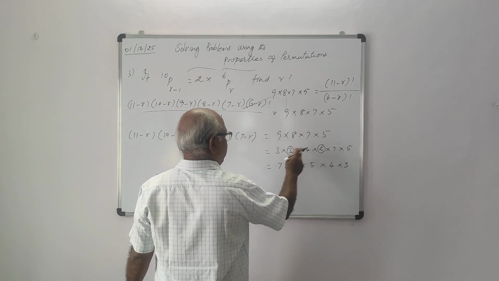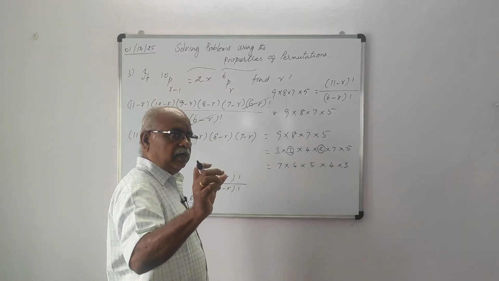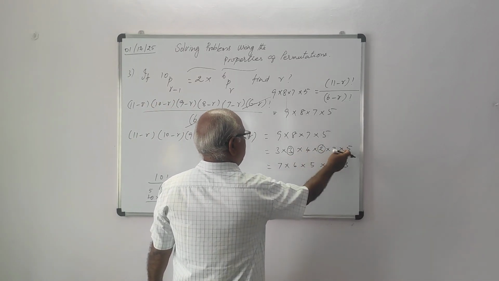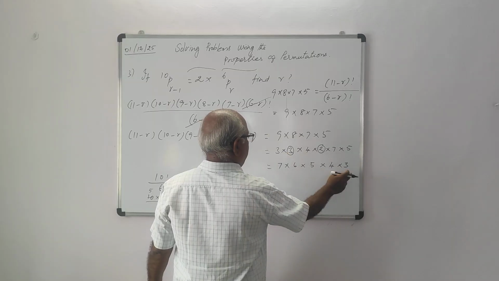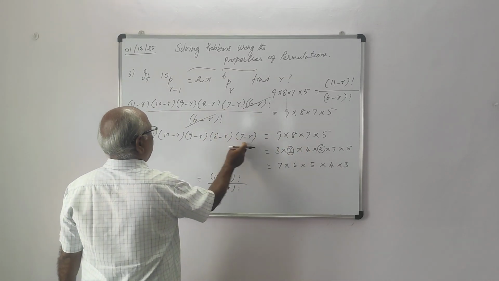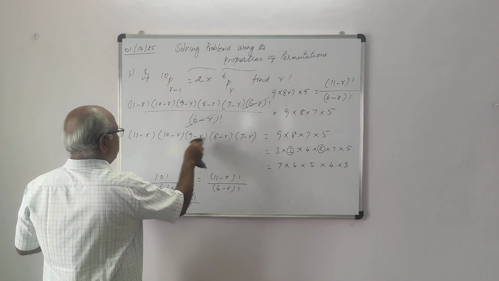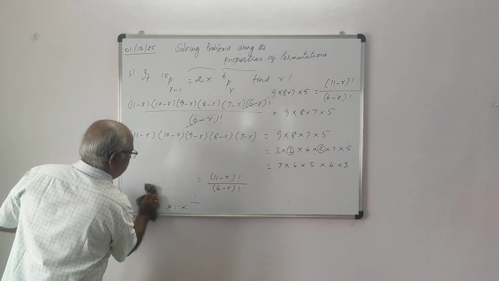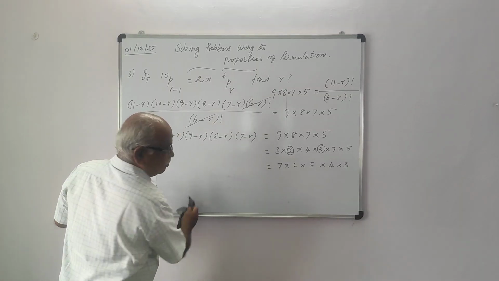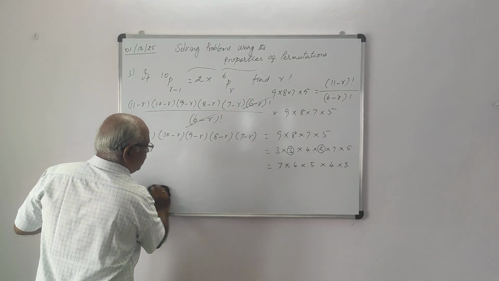See, I can write this 3 into 2 as a single term 6. So first term 7 into 6 into 5 into 4 into 3. So 1, 2, 3, 4, 5 terms are there. Here also 1, 2, 3, 4, 5 terms are there. So in the left hand side you will get what? 11 minus r and 10 minus r, 9 minus r, 8 minus r and 7 minus r.